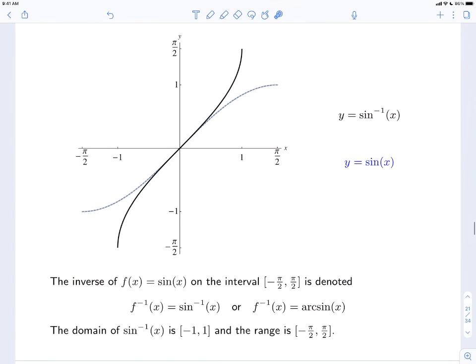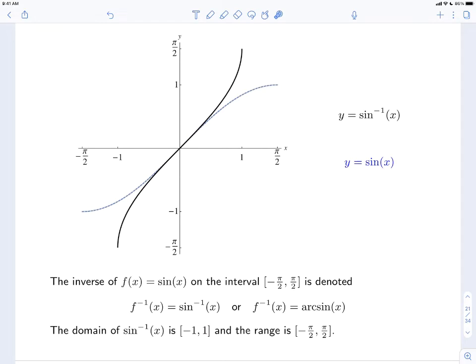So here we're looking at the graph of both sine and inverse sine. We see that the restricted domain for sine, that's this blue dashed curve here, is from minus pi over 2 to positive pi over 2. So that's this. This is all you get of sine.